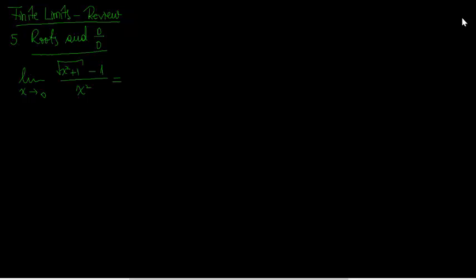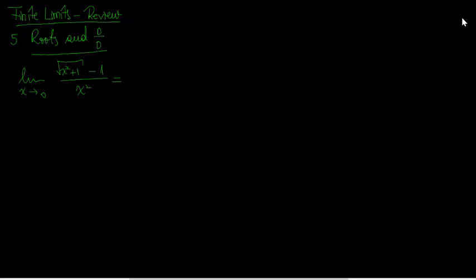We continue our review of finite limits by looking at limits involving roots in the case of the indeterminate form of 0 over 0. So let's look at the following example. Let's say we have the limit as x approaches 0 of the square root of x squared plus 1 minus 1, everything over x squared.